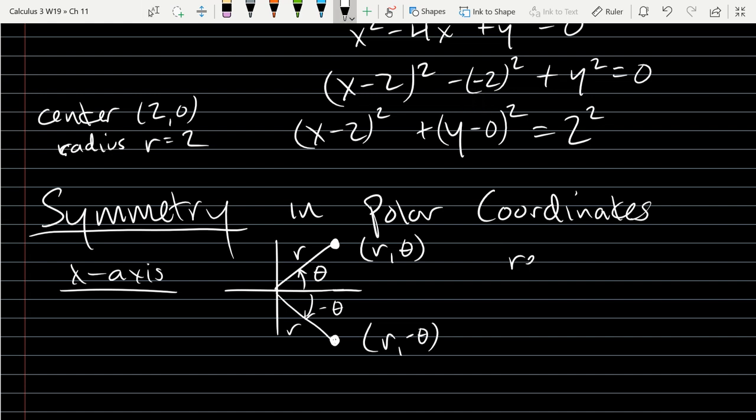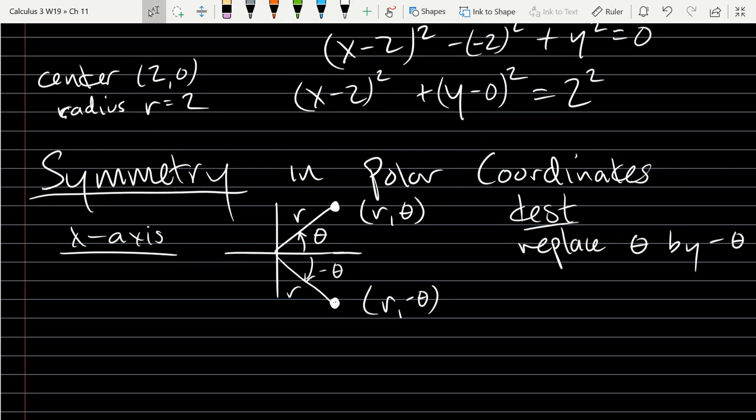So we're going to replace, and this is for our test over here, theta by negative theta. There is another name for this point. What if I use negative r for the radius? Now I have to think a little bit harder. Theta plus 90. So if I go negative r, that's negative r using the theta angle. So it's a little bit tricky.